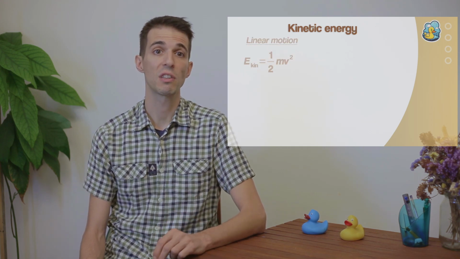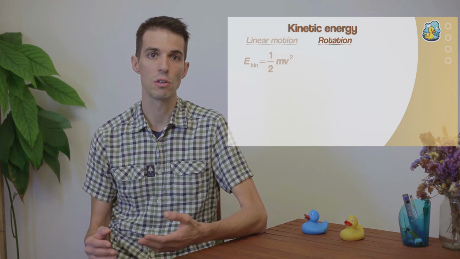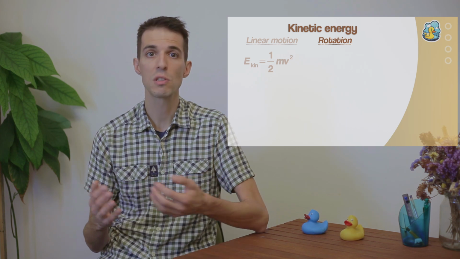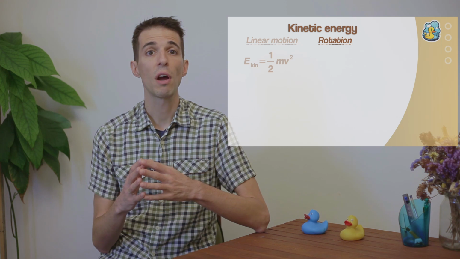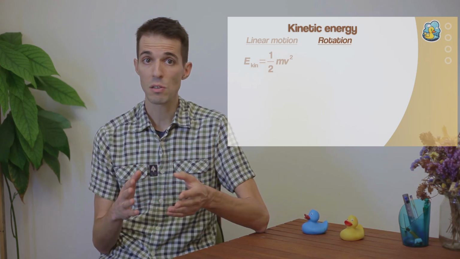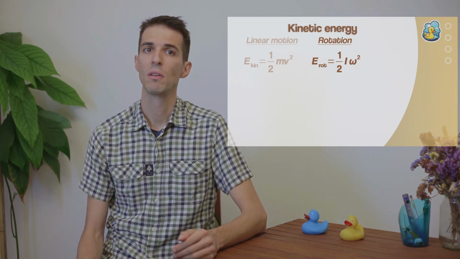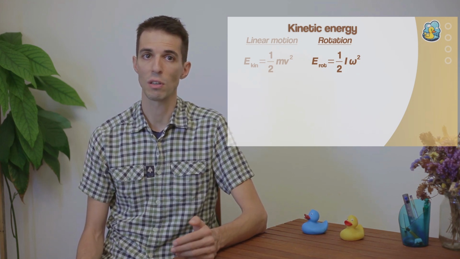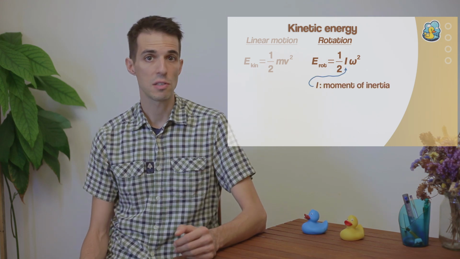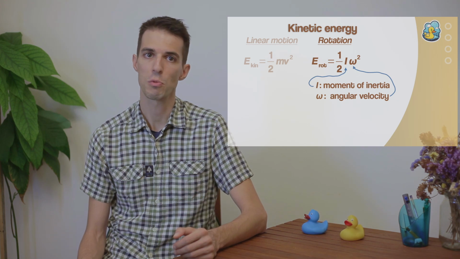Just like a moving object has kinetic energy, a rotating object has rotational kinetic energy. This is not a new kind of energy, it's still kinetic, meaning it's the energy of motion. We can write rotational kinetic energy as E rotational equals 1/2 times I times omega squared. Here, E rotational is the kinetic energy stored in rotation, I is the moment of inertia, and omega is the angular velocity of our object.